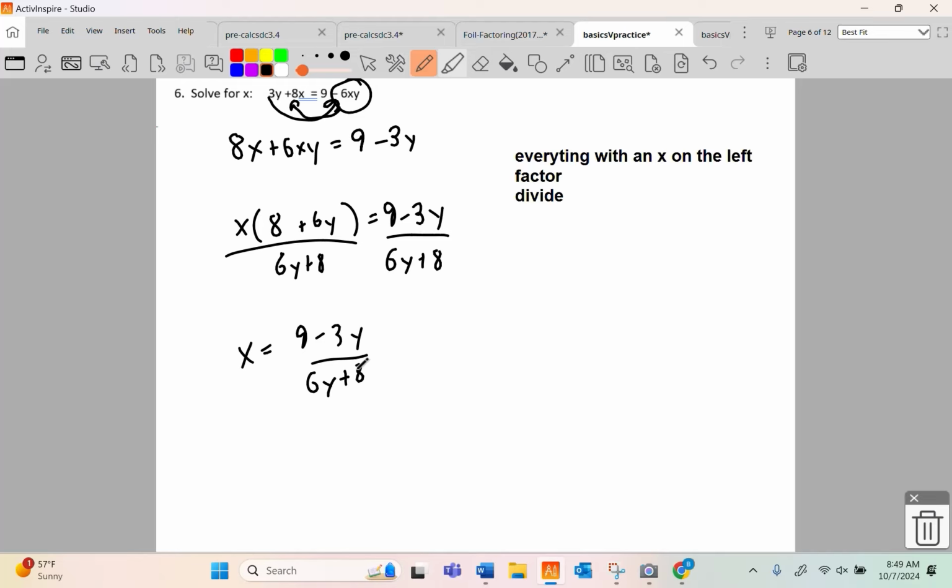Now, what you could see, like on the ACT, you might see this. Both of these are divisible by 3. Both of these are divisible by 2. You might see somebody do something like that. But really, no. This is good enough.